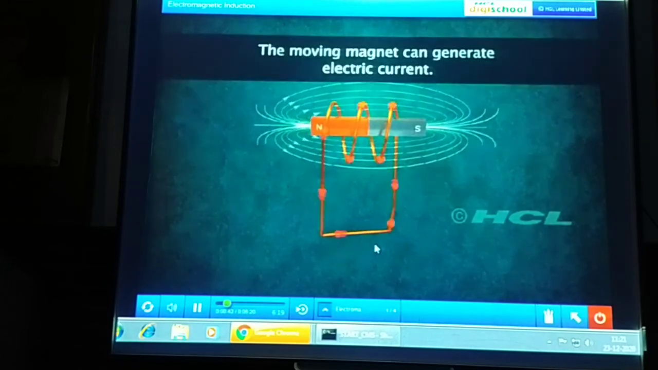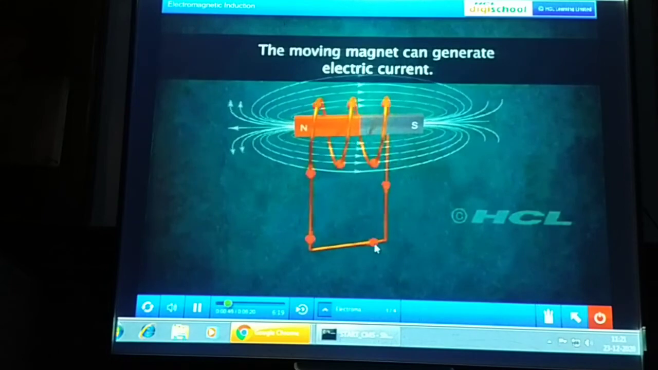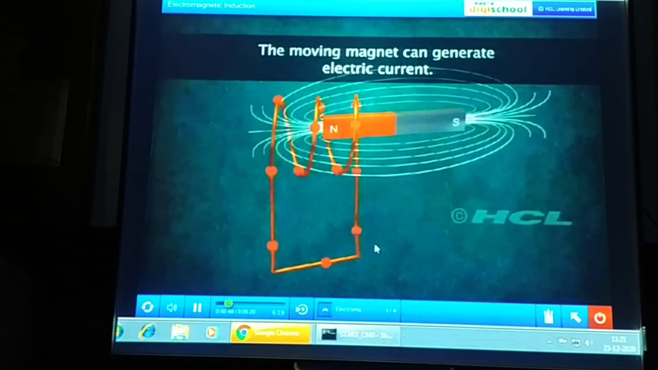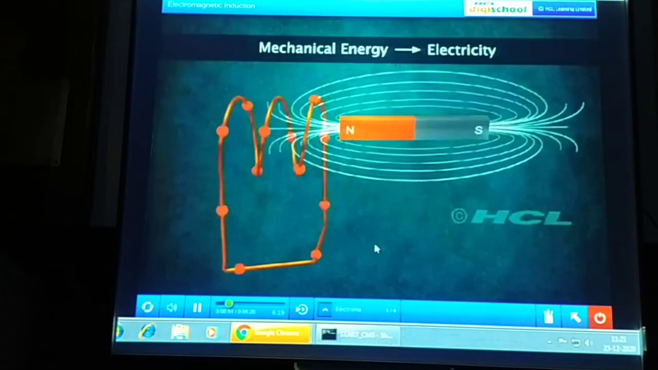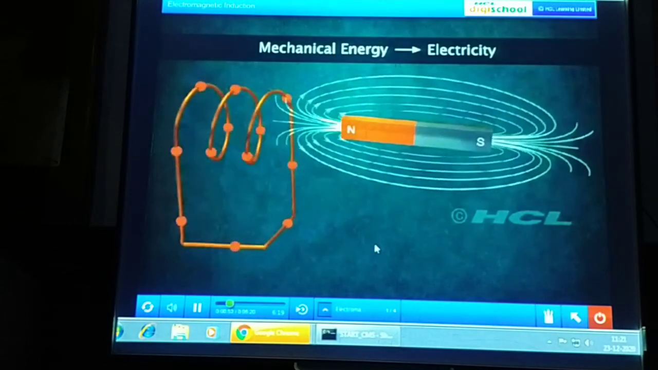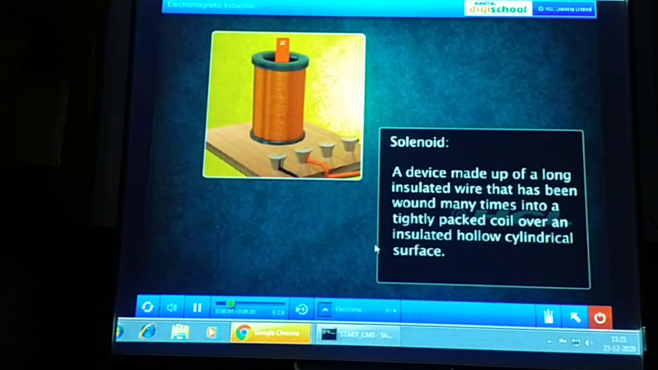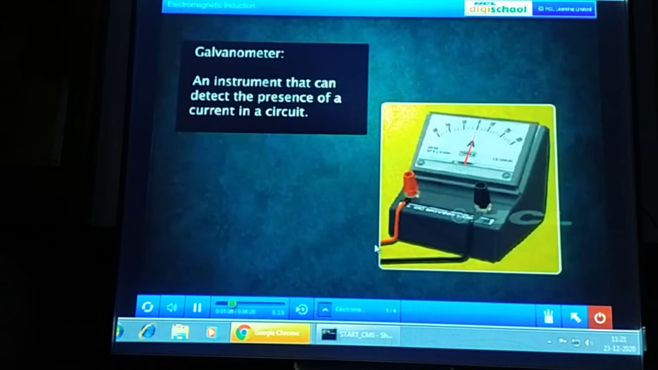In 1831, Faraday found that a moving magnet inside a coil can generate electric current. It allows us to convert mechanical energy into electricity. Faraday made a solenoid of a large number of turns of copper wire, and connected the ends of the wire to a galvanometer.